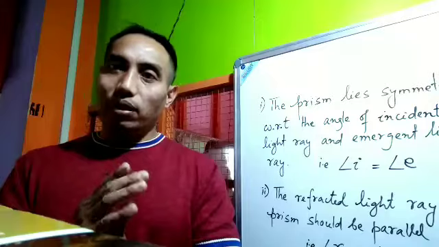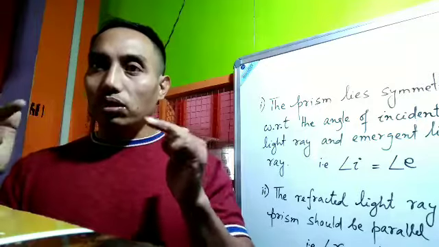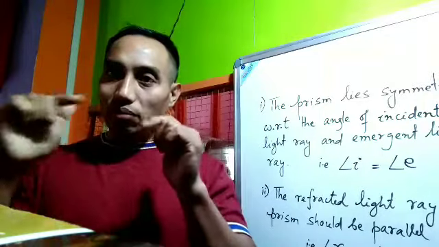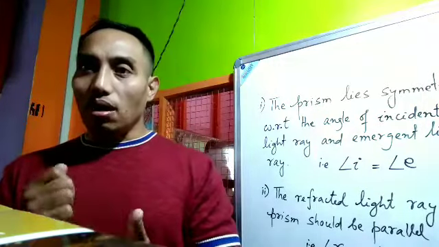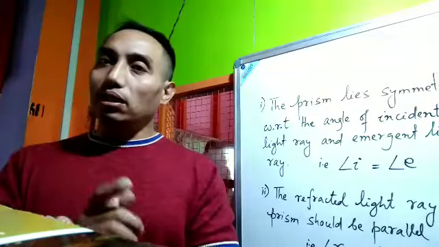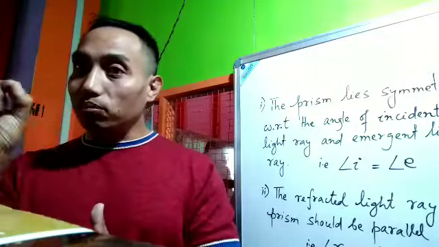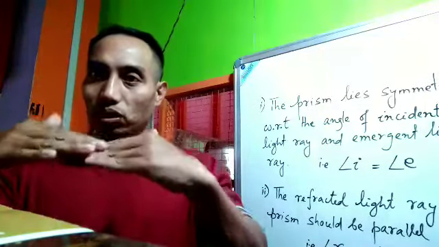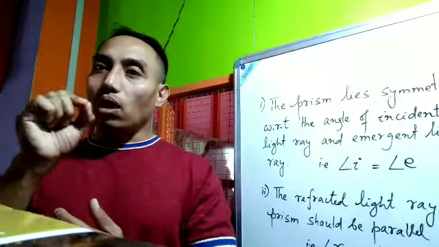and the emergent light ray. The light ray entering the prism and the light ray leaving the prism are symmetrical. The incident light ray and the emergent light ray are symmetrical about the prism, so the angle of incidence i equals the angle of emergence e. The second point is that in minimum deviation, the refracted light ray inside the prism is parallel to the base of the prism, the bottom surface, so angle r1 equal to angle r2.